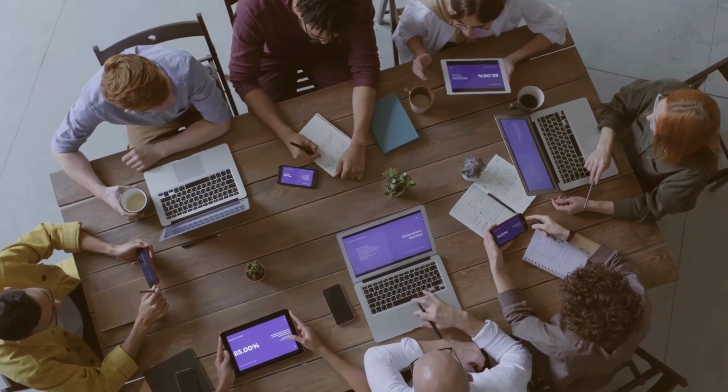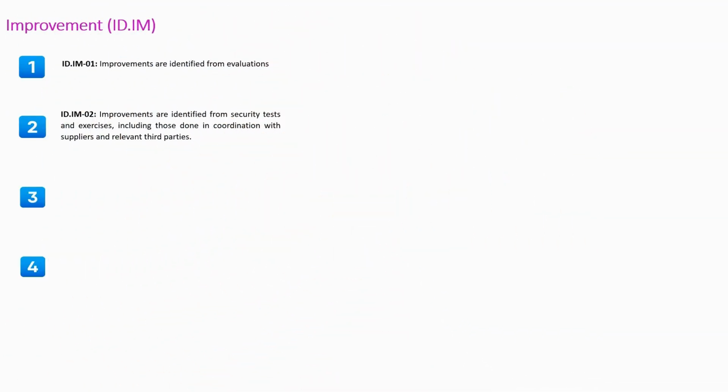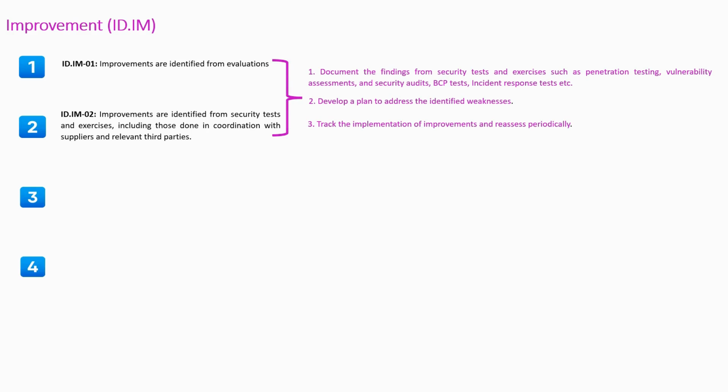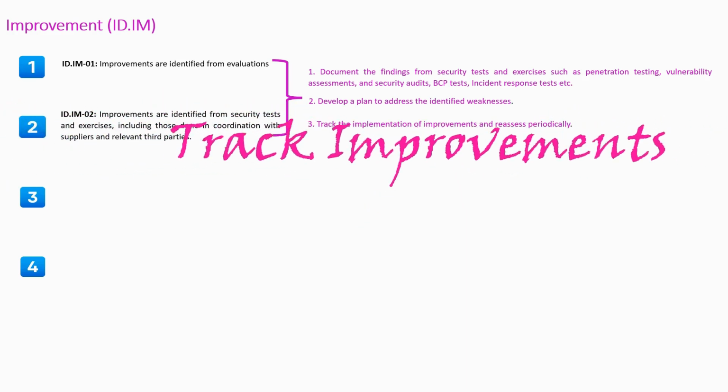The second subcategory says improvements are identified from security tests and exercises, including those done in coordination with third parties. Now, implementing the first and second subcategories is very simple. What you need to do is document the findings from all the tests and exercises such as VAPT, security audits, BCP tests, incident response, etc. Develop a well-defined plan to address the identified weaknesses. Track the implementation of improvements and reassess the same periodically.